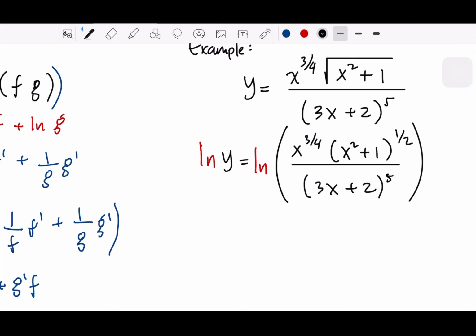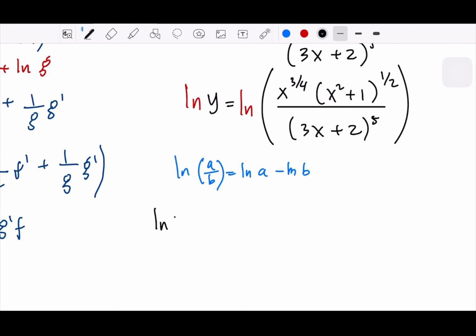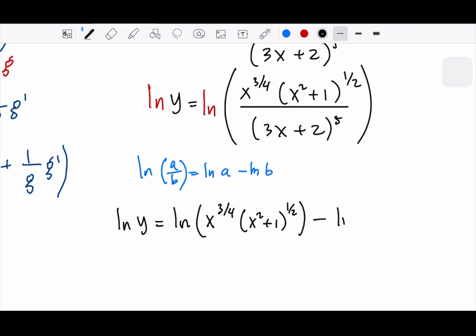Okay. So take the ln, and now let's say this part here becomes one big ln. Let me write here to give you some remembrance that if we have ln a over b, this will be ln a minus ln b, right? So we can write the same thing. Ln y is ln, write slowly, and then minus the ln of b, 3x plus 2 to the power of 5.